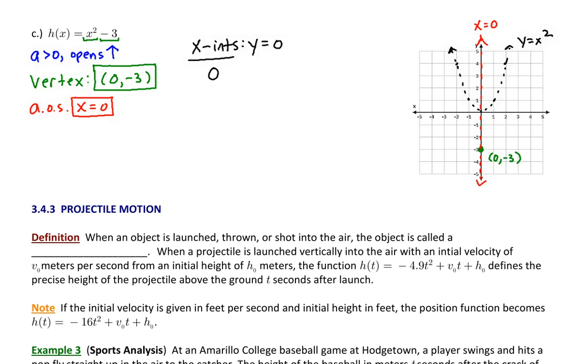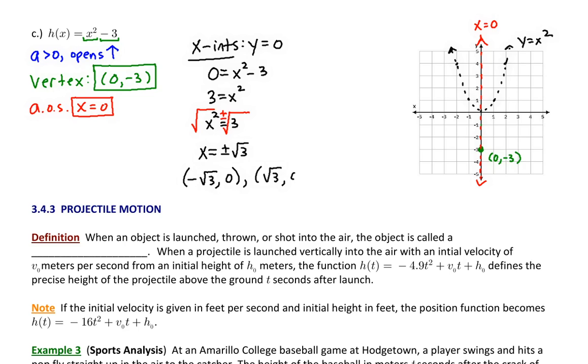So we're going to need to solve the equation 0 equals x squared minus 3. And we can certainly solve this with the square root property. So add 3 to both sides. I'm just going to go ahead and flip it around here. And then take the square root of both sides, acknowledging both the positive and negative roots. So we have x equals plus or minus square root of 3. So our two x-intercepts as ordered pairs will be negative square root of 3 and 0, and positive square root of 3 and 0.